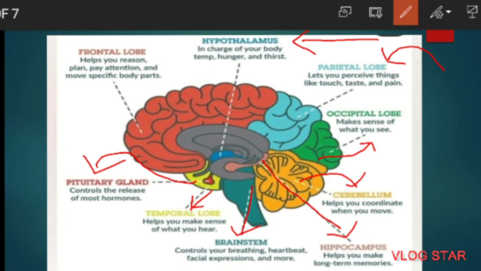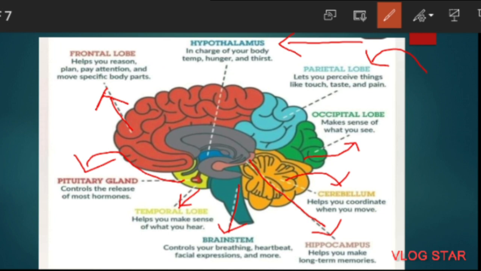Okay, next we will study about the frontal lobe. It helps you to reason, play, pay attention and move specific body parts. In simple terms, the frontal lobe is the most anterior part of the brain and its functions include control of impulses, attention, emotion, and motor function. So these all are the parts of the brain which perform different functions.